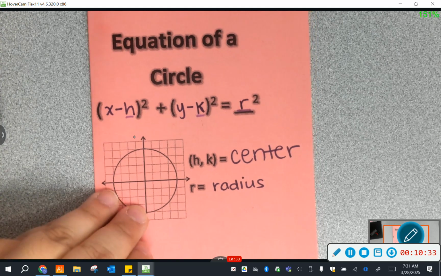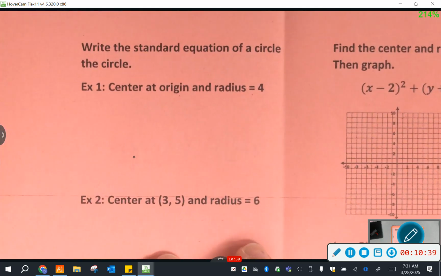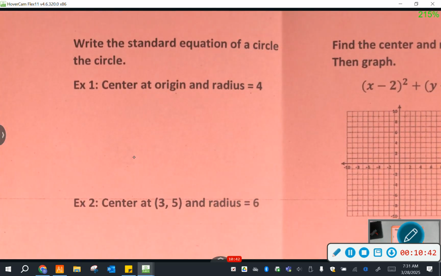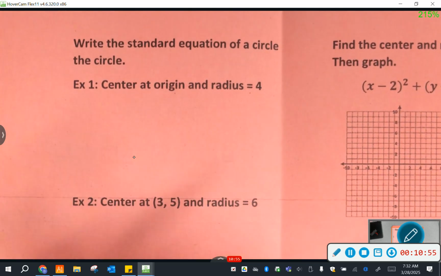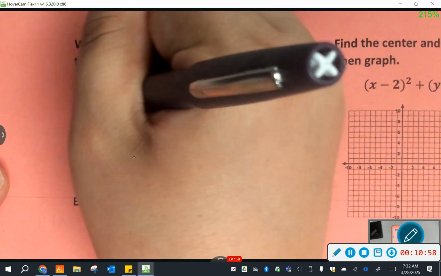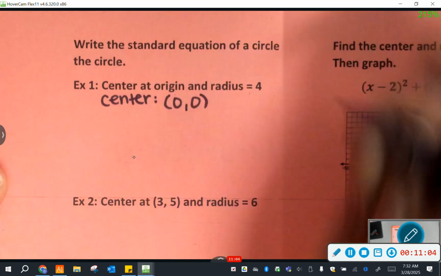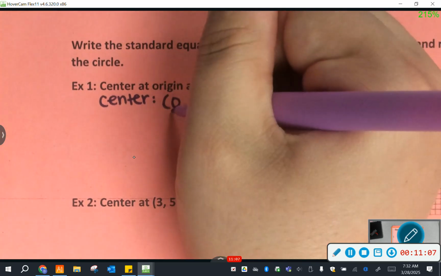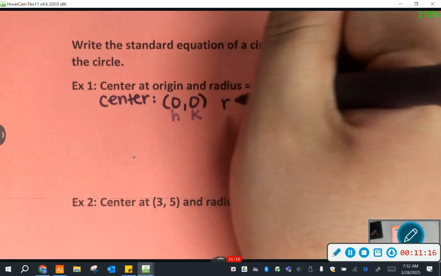So if you can please open up your notes. It says write the standard equation of a circle. Number 1, it says the center is at the origin. What is the origin? 0, 0. So everybody put 0, 0. That means h is going to be 0 and k is going to be 0. Wow, that was so easy. Super easy. And what is my radius? My r equals 4.